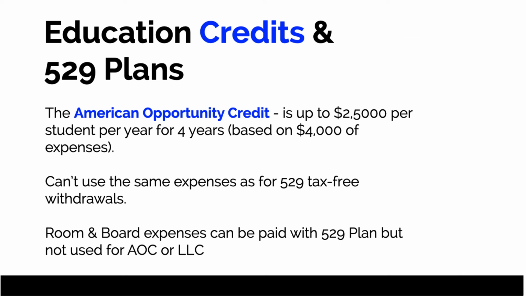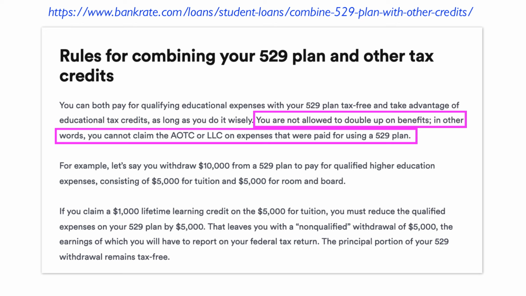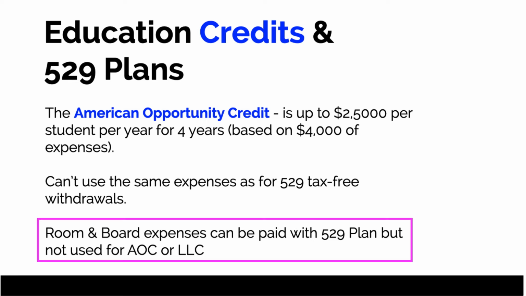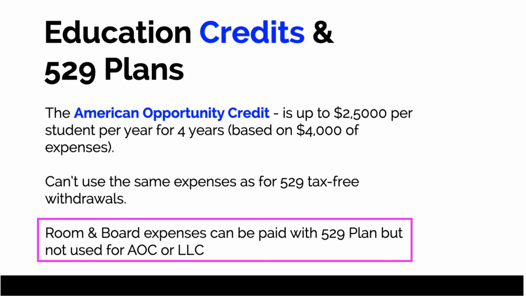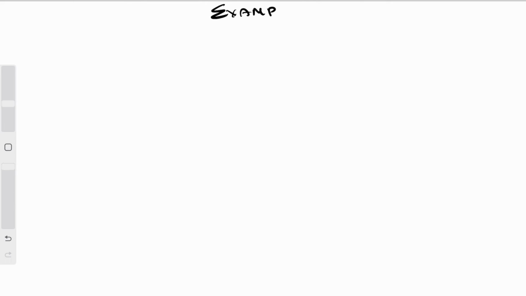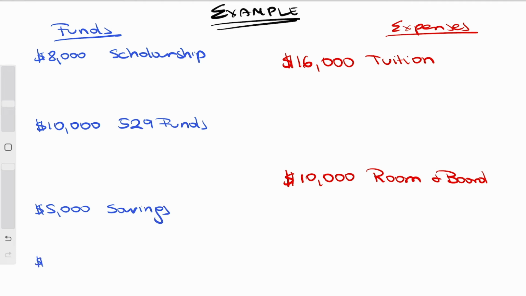The American Opportunity Credit can lower taxes up to $2,500 per student per year for 4 years, based on $4,000 of expenses, but you can't use the same expenses to claim it and also cover with the 529 tax-free withdrawals or tax-free scholarships. One set of expenses that never overlap is the room and board expenses, which you can pay with a 529 plan, but you can't include for the American Opportunity Credit or Lifetime Learning Credit, and that are rarely covered by scholarships. The best approach is often to first use scholarships, then the American Opportunity Credit or Lifetime Learning Credit, before tapping into 529 savings.